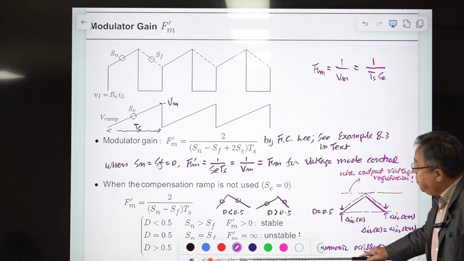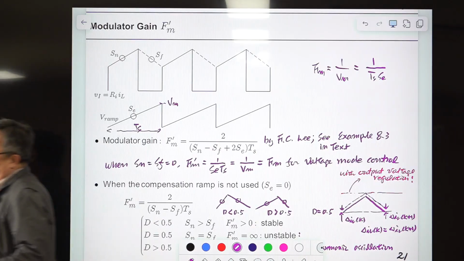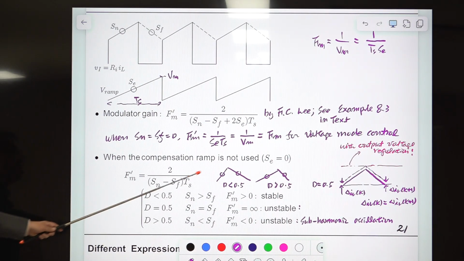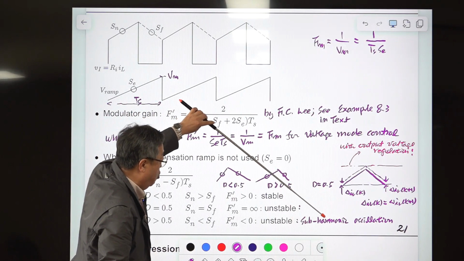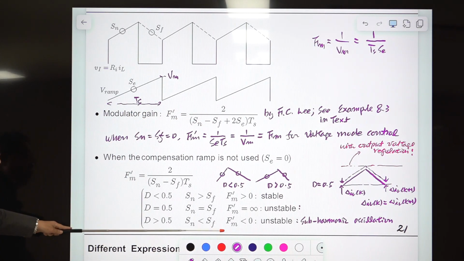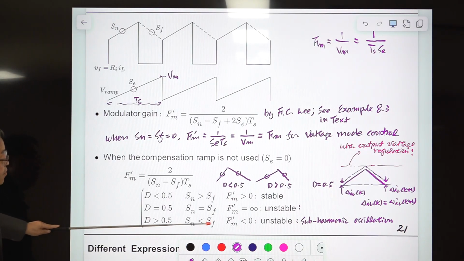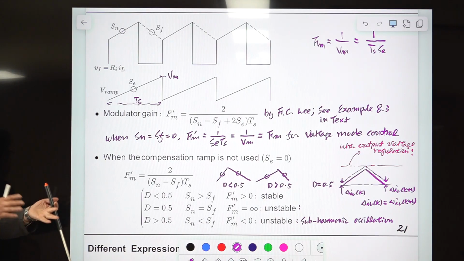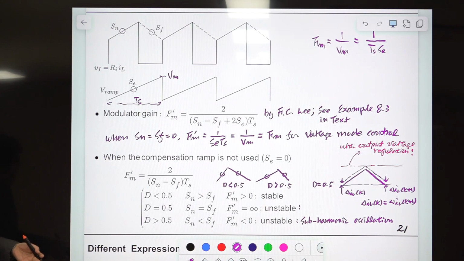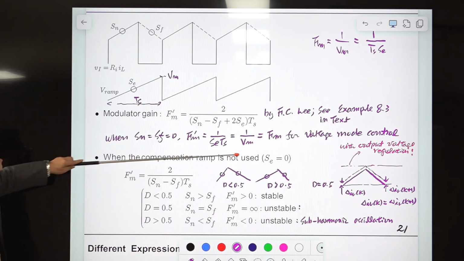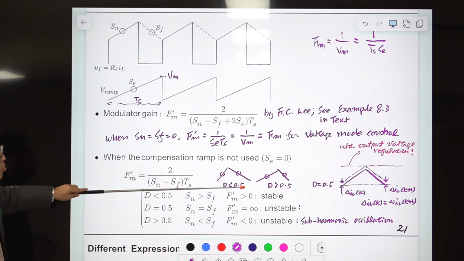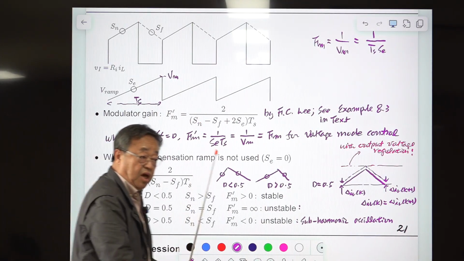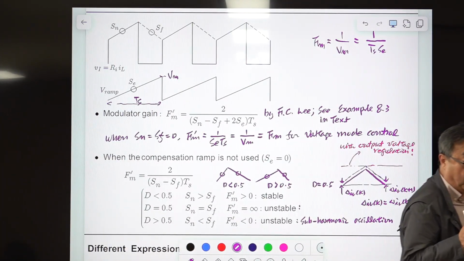First, consider this one. If D is larger than 0.5, that means the increasing slope is less steep than the decreasing slope, namely SF is larger than SN. Then this number becomes negative. That means you have positive feedback, and the system is unstable. So this indicates the condition of the subharmonic oscillation with different values of D, and the borderline is D equals 0.5.